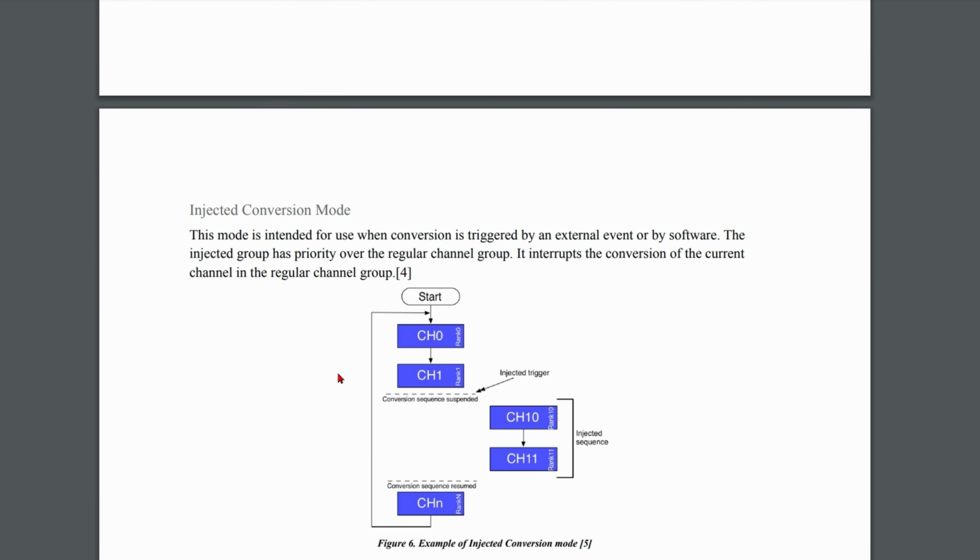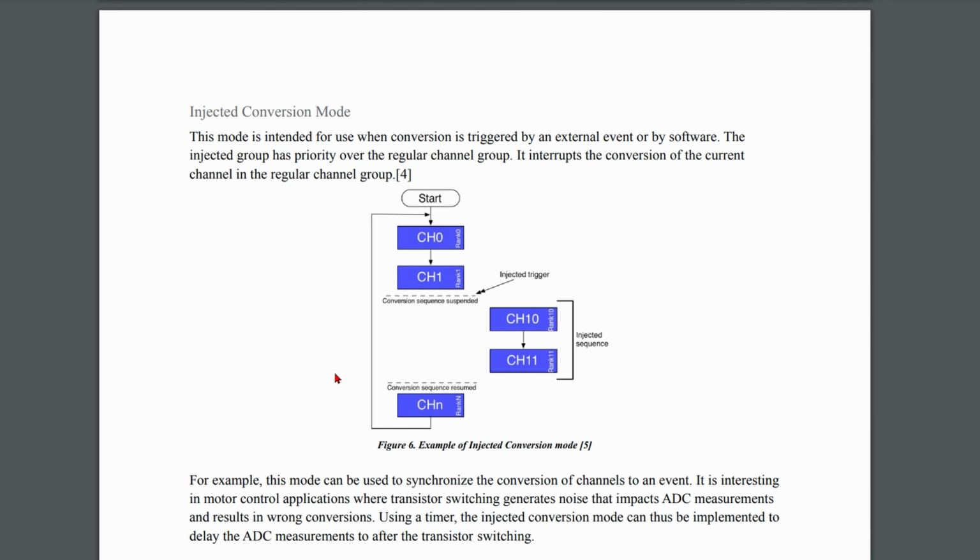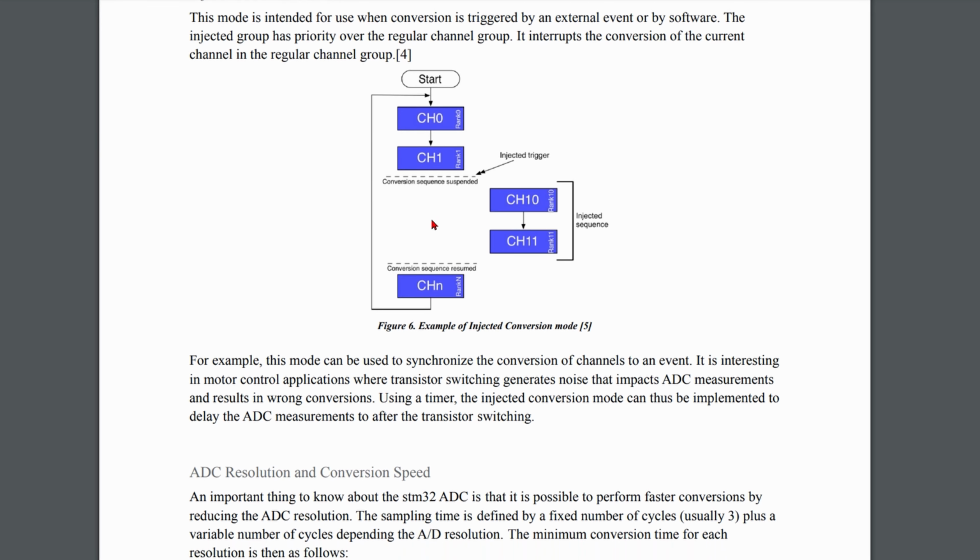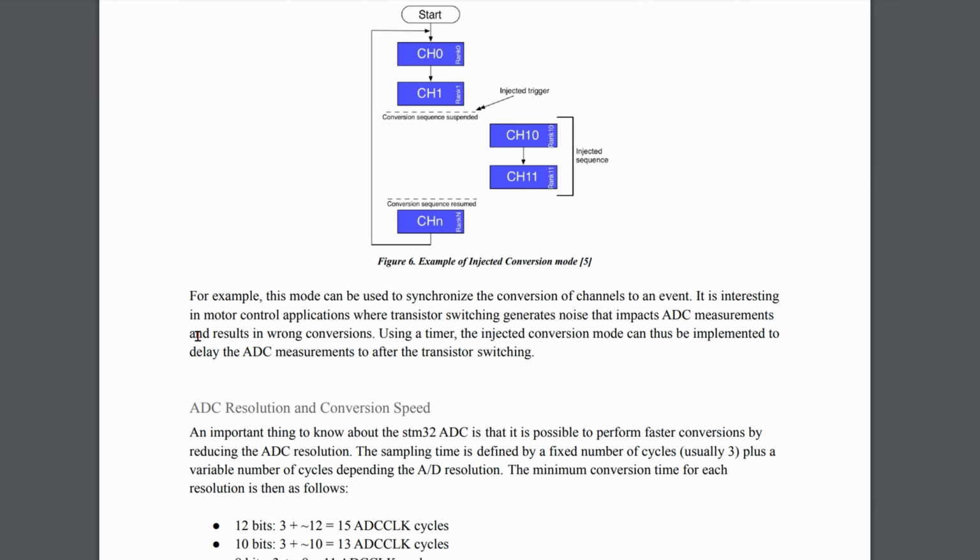Now we have injected conversion mode. This mode is intended for us to use when conversion is triggered by an external event or by software. The injected group has priority over the regular channel group. It interrupts our conversion of the current channel in the regular channel group. For example, this mode can be used to synchronize the conversion of channels to an event.